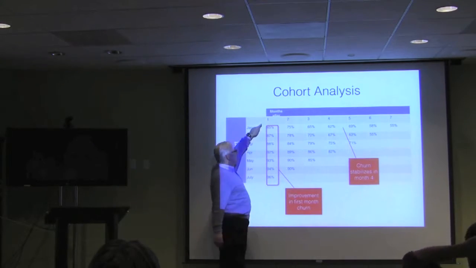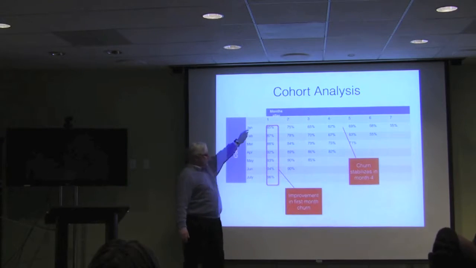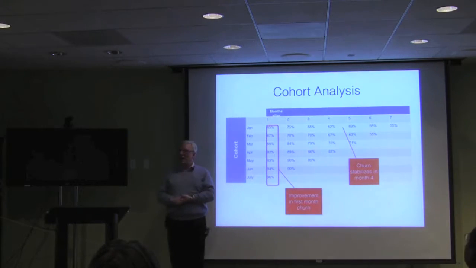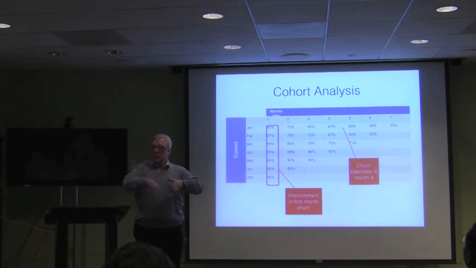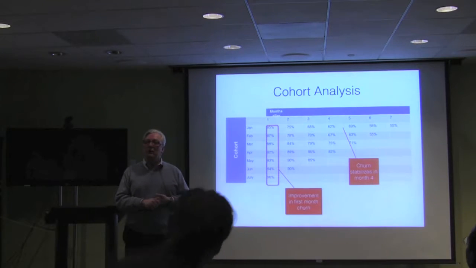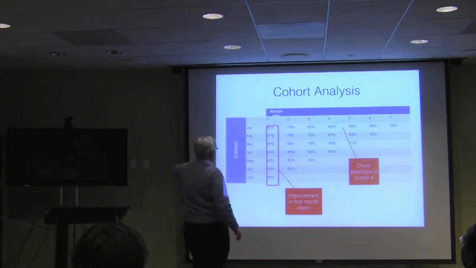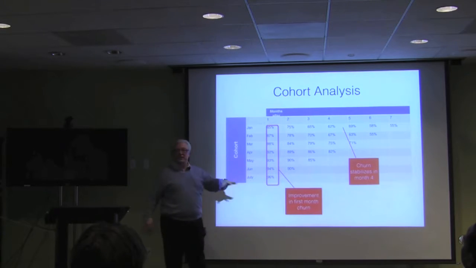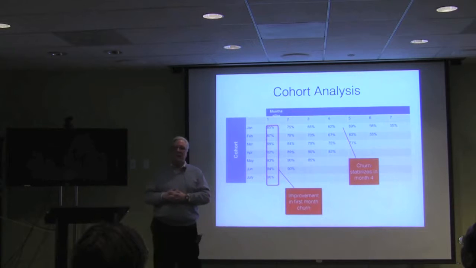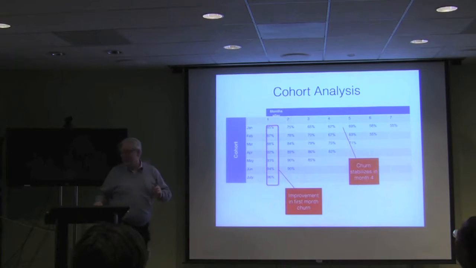Number 2, you can see that over time we're starting to improve here on your first month churn. So you're doing things that are probably working well. We'll get into what those things should be in a moment, but cohort analysis is a great way to know if you're improving at keeping your customers. So how do you really do this?